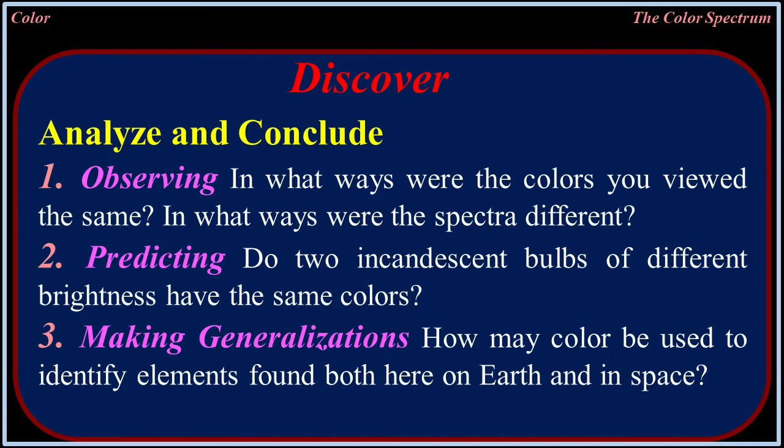Analyze and conclude. 1. Observing. In what ways were the colors you viewed the same? In what ways were the spectra different? 2. Predicting. Do two incandescent bulbs of different brightness have the same colors? 3. Making generalizations. How may color be used to identify elements found both here on Earth and in space?